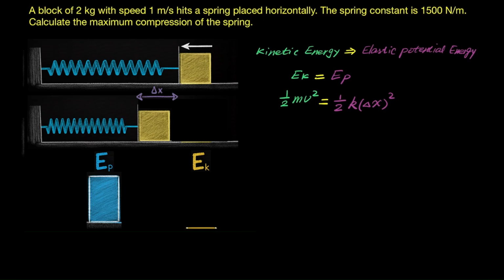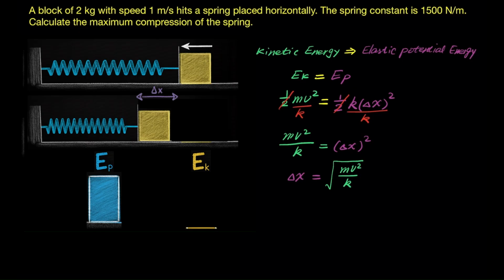Now let's rearrange this to solve for the distance, delta x. Since the 1/2 appears on both the left and the right, we can just cross it out, right? Next, let's move the spring constant k to the other side by dividing both sides by k. We get mv squared over k equals delta x squared. Then simply take the square root to isolate our variable delta x. So we have delta x equals the square root of mv squared over k.